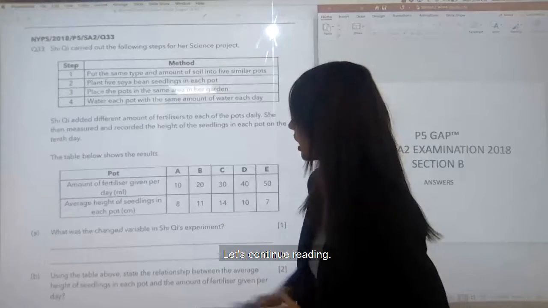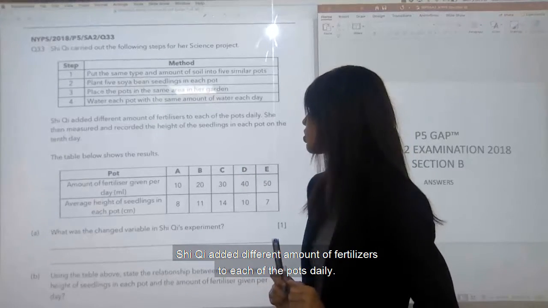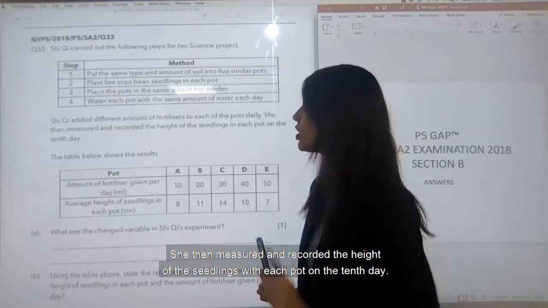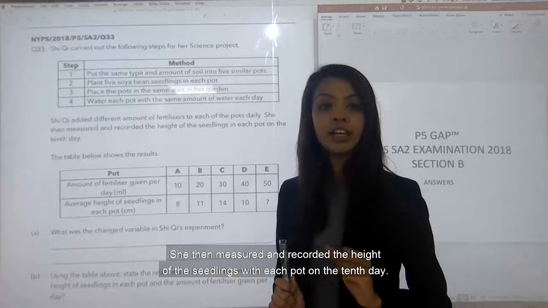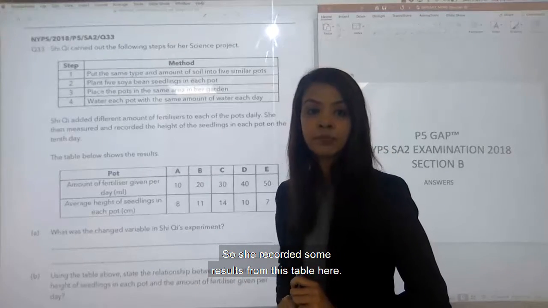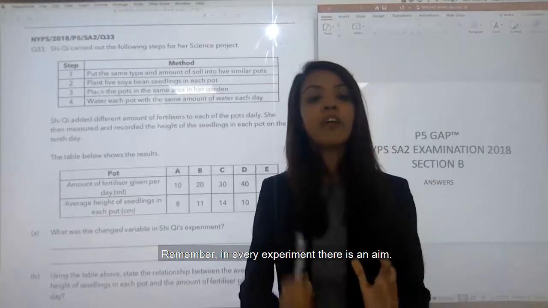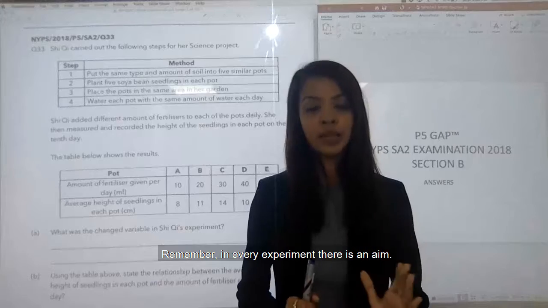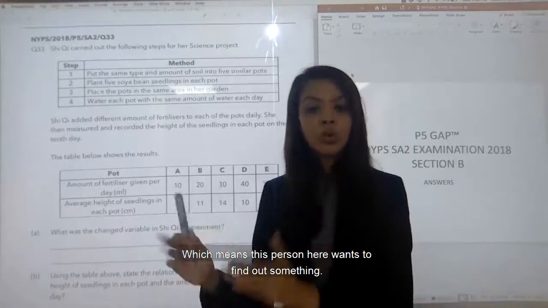Let's continue reading. Shizhe added different amount of fertilizers to each of the pots daily. She then measured and recorded the height of the seedlings in each pot on the 10th day. So she recorded some results on this table here. What is the aim of this experiment? Remember, in every experiment there is an aim, which means this person here wants to find out something.